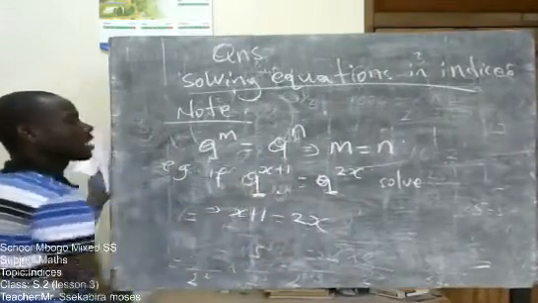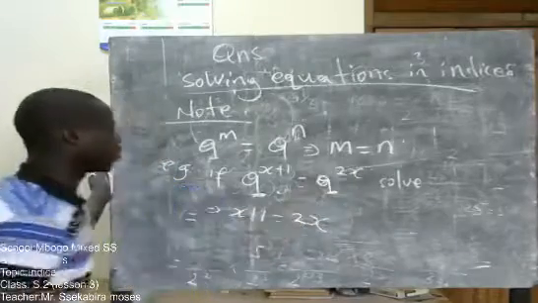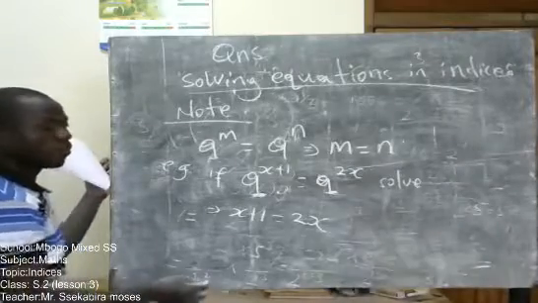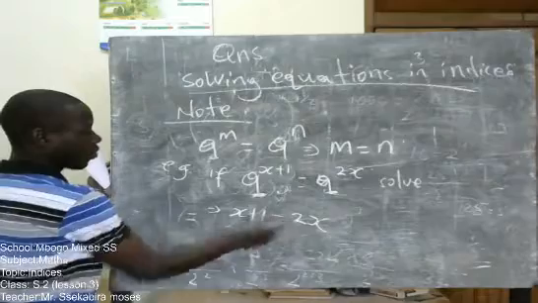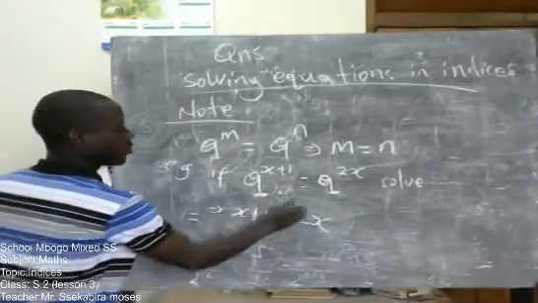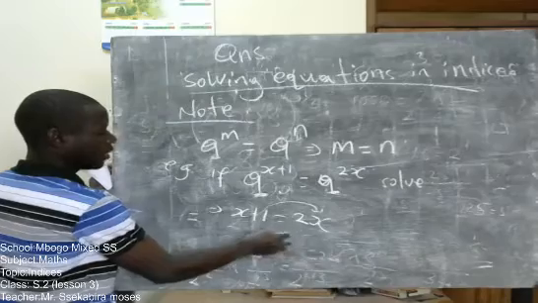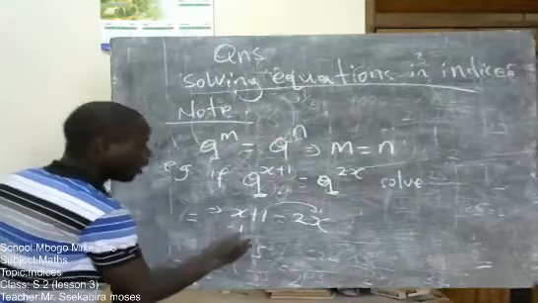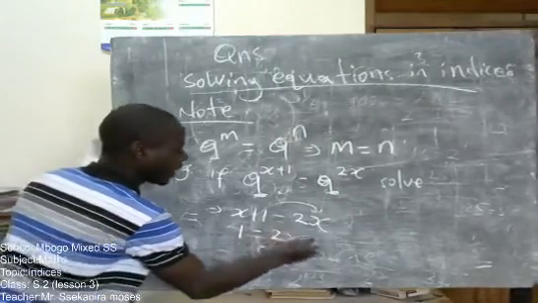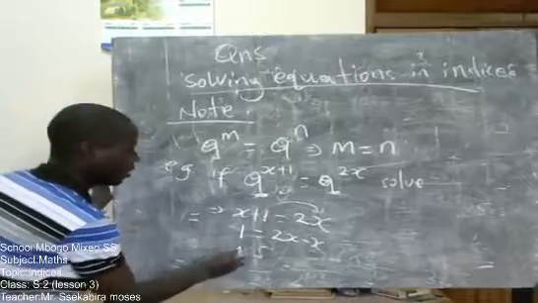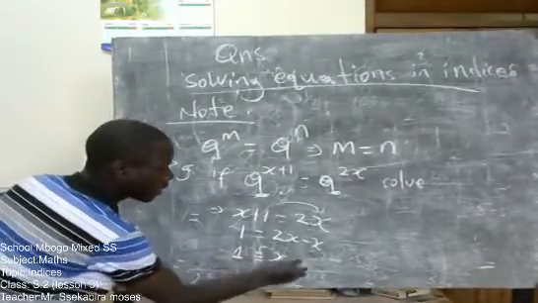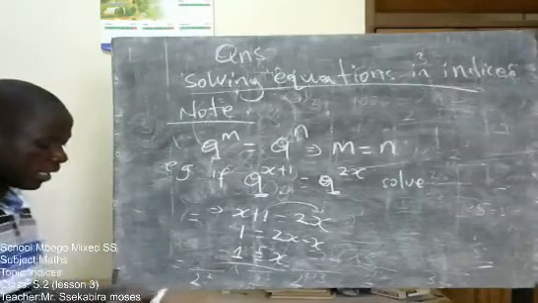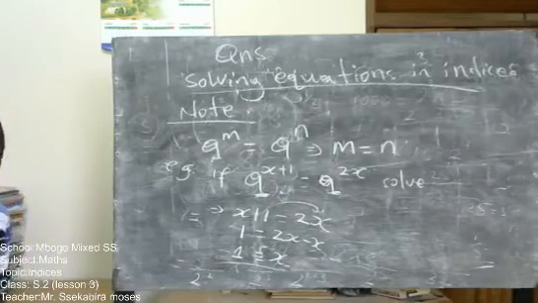The power here is x plus 1, and there the power is 2x. Now you collect like terms and you solve for x. So let us collect like terms. This one goes to the other side. We are going to have 1 is equal to 2x minus x. 1 is equal to x. Now you have solved the equation involving indices.